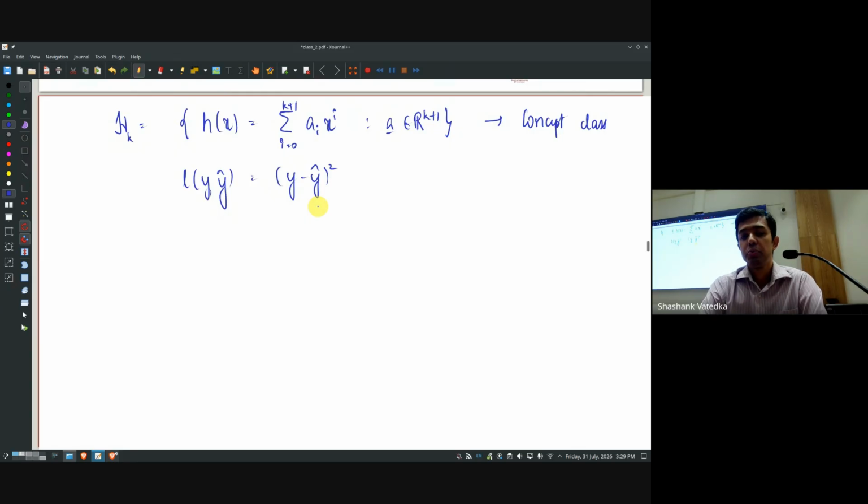So here's my question to you. Is it possible to achieve zero loss? That is, I want to achieve a mean squared error which is equal to 0.